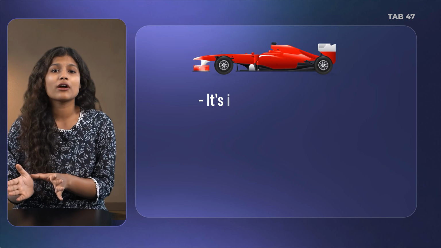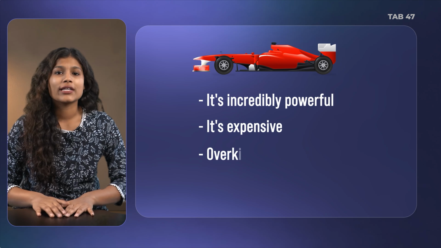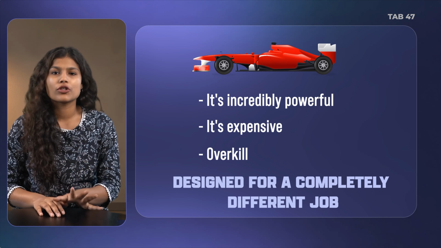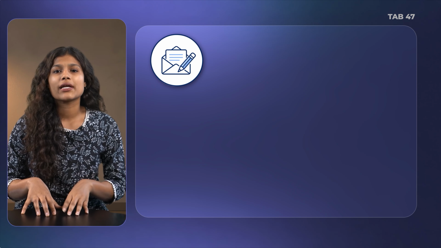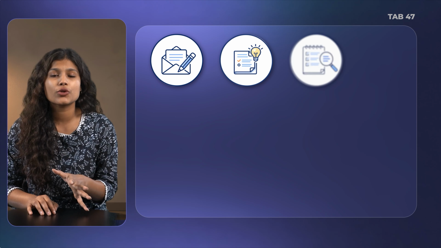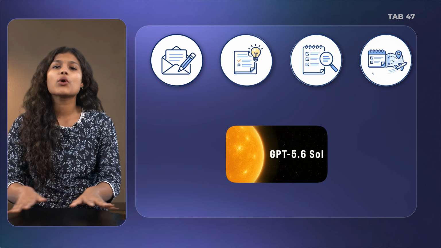Imagine driving to the grocery store. Would you take a Formula 1 car? Probably not. It's incredibly powerful, but it's expensive, overkill, and designed for a completely different job. The same idea applies here. If you're writing a quick email asking homework questions, summarizing lecture notes, or planning a vacation, you probably don't need Sol. That's where a lot of people make the wrong choice.